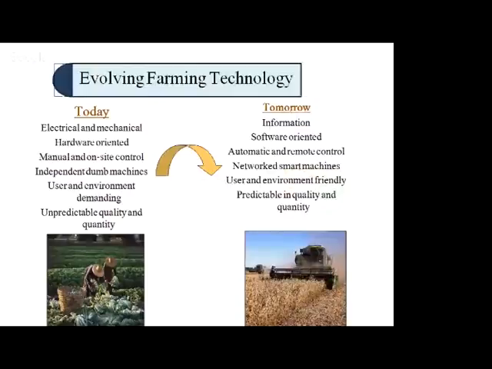The evolving farming technologies today are basically, if I compare, electrical and mechanical, but tomorrow they are going to be information based. Today's technologies are hardware oriented, but tomorrow's technologies are going to be software oriented. Today's technologies are manual and on-site control, and tomorrow's technologies are going to be completely automatic and remote control. By sitting in your home or office, you will be able to record the data and take care of that.